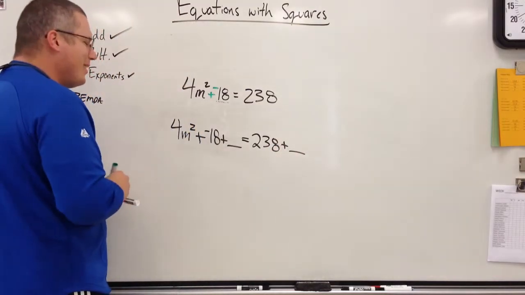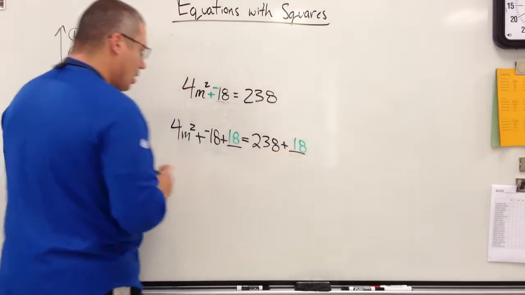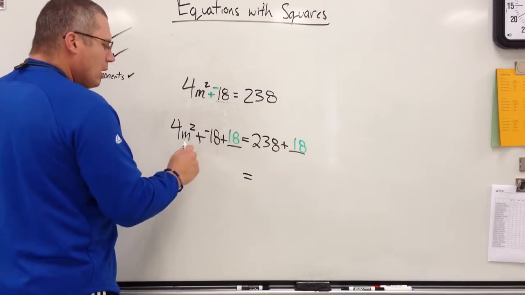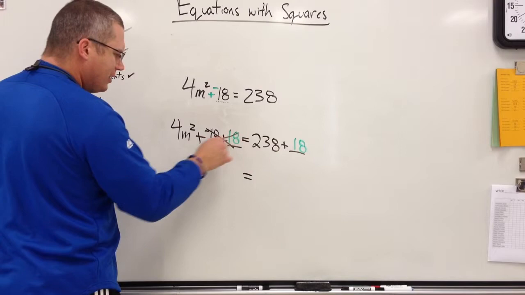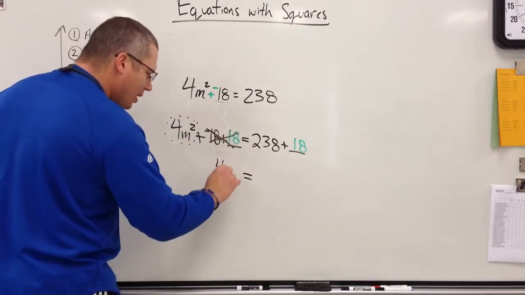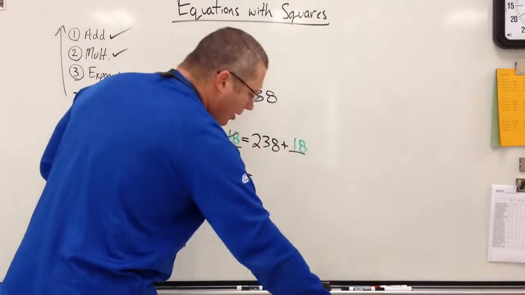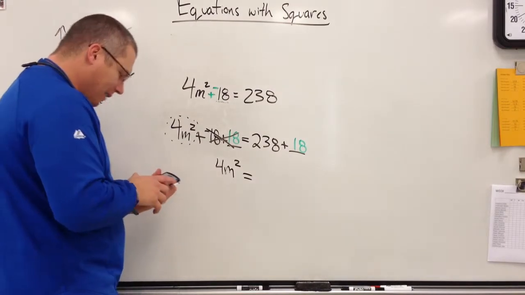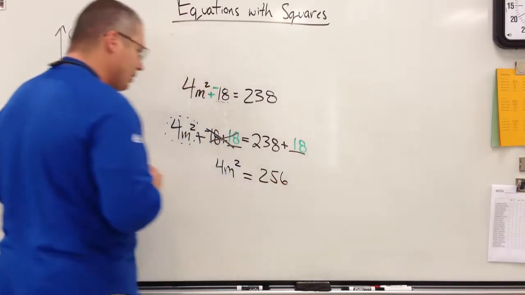Okay, I need the opposite of negative 18. Should be 18. On this side, same thing. So let's combine like terms. Oh, this is negative 18 plus positive 18, which is 0. The only thing I have left is 4 times m to the second. This becomes 4 times m to the second. On this side, I have 238 plus 18. Take my calculator to speed it up. 238 plus 18 gives me 256. So now I have 256.